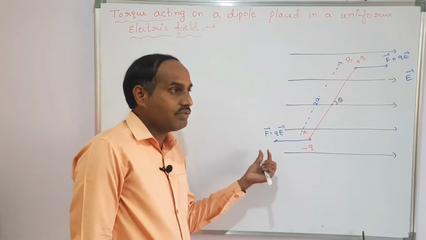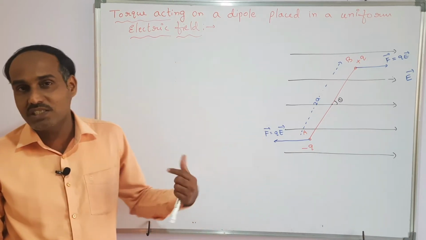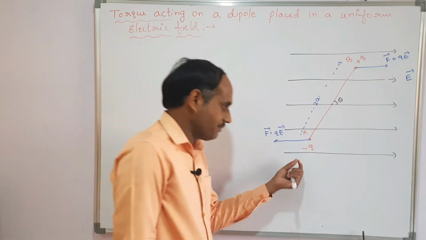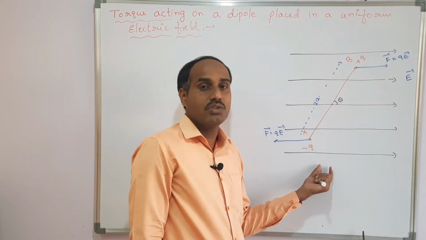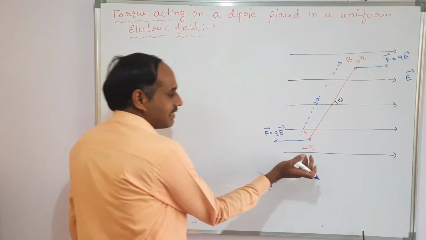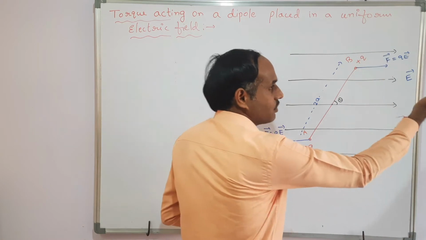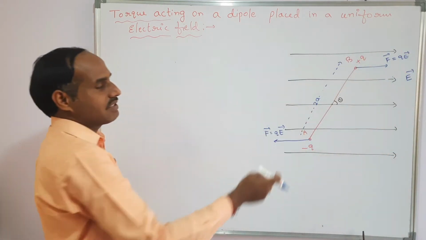While writing the force on a charge in an electric field, we should not substitute the sign of the charge, as we discussed previously. That sign is used only to know the direction of the force. So based on that, the negative charge experiences the force leftward and the positive charge experiences the force rightward. So this is the dipole system of length 2a.